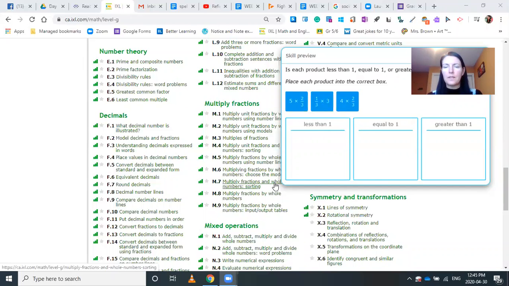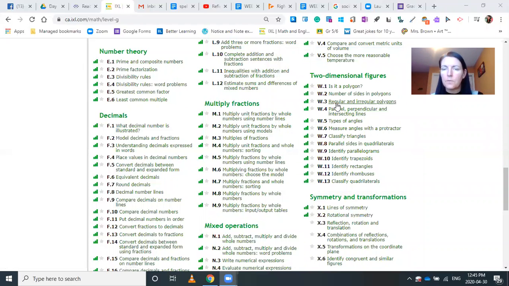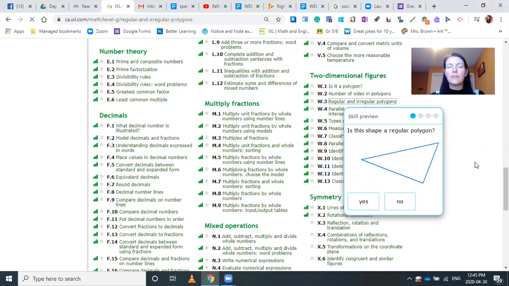We're in W, and we're going to be looking at W3 and 4 today. So let's have a look. We are looking at regular and irregular polygons.